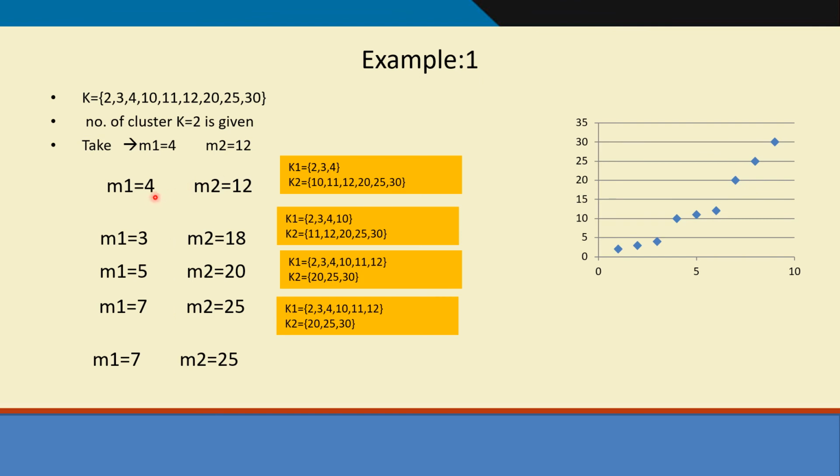Now the centroids were 4 and 12. The new centroids are 3 and 18. How did we get that? 3 is the average of the numbers in the first cluster. 18 is the average of the numbers in the second cluster.